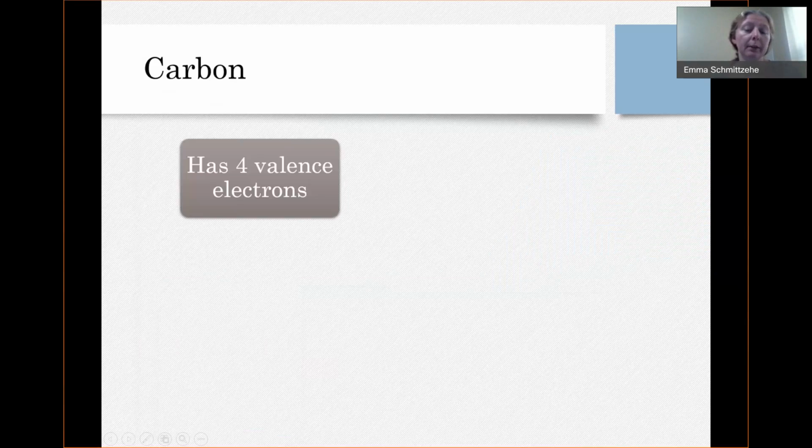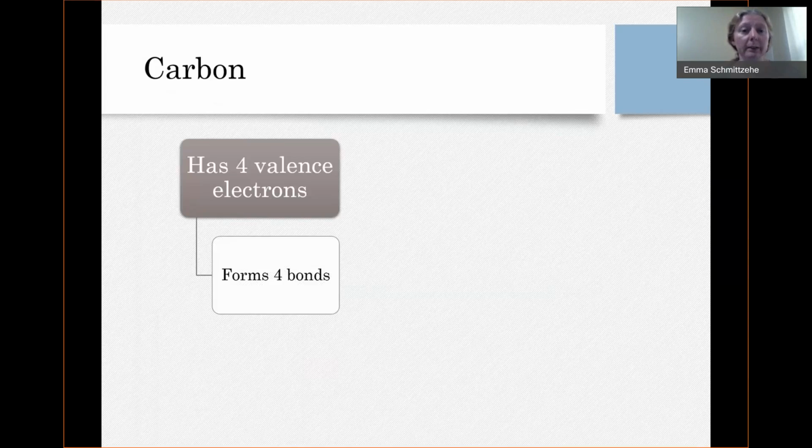Carbon has 4 valence electrons. You can figure that out by looking at the periodic table. It's a group 4 element, so it has 4 valence electrons. And if you draw the Lewis symbol, you have carbon with 4 individual dots around it, indicating that it prefers to form 4 bonds. That's going to be the most stable. That helps it get an octet of electrons.